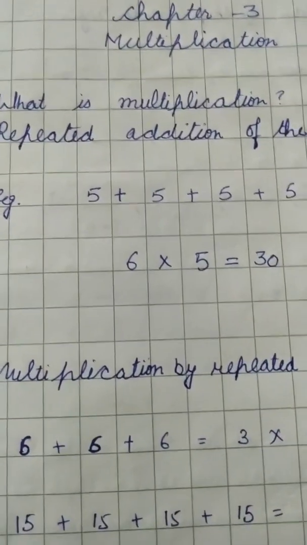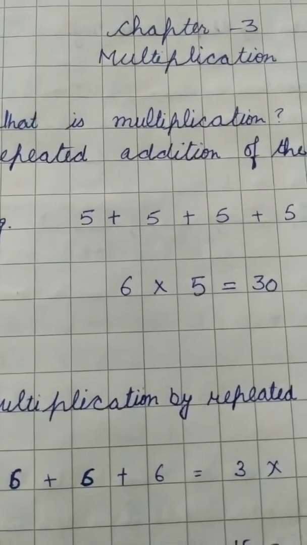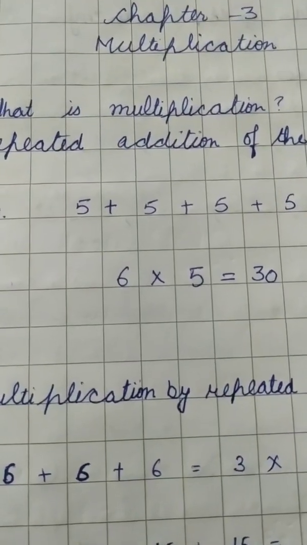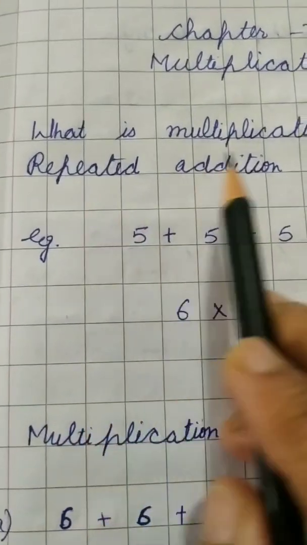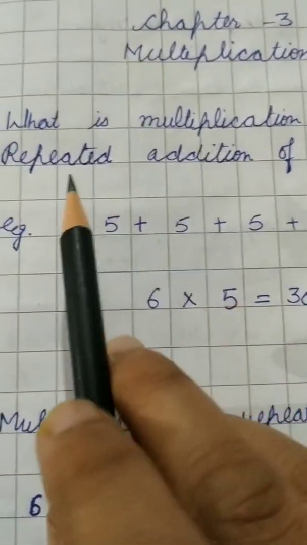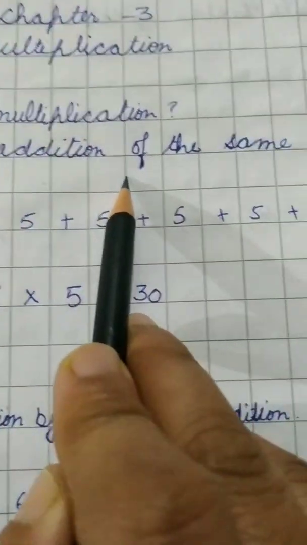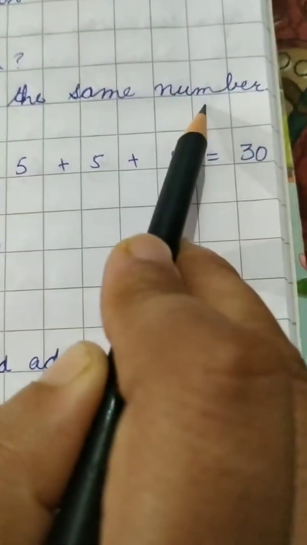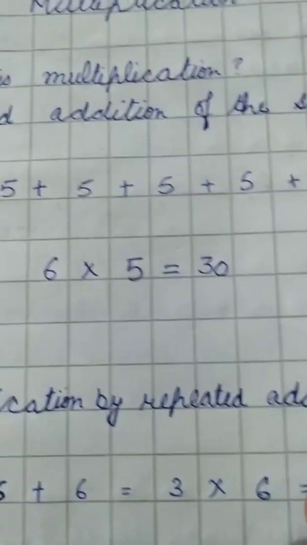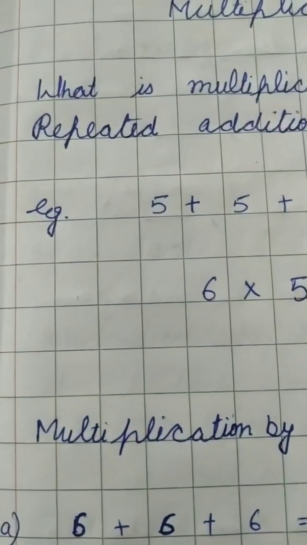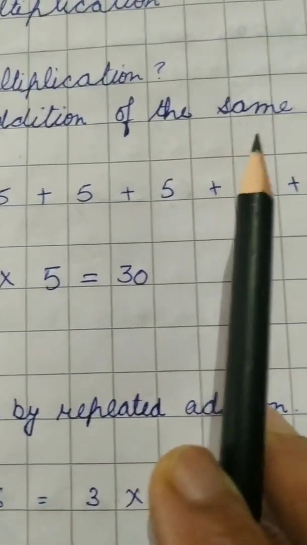Hello students, this week we are going to start chapter 3, which is multiplication. Let us see what is multiplication first of all. Repeated addition of the same number is called multiplication.